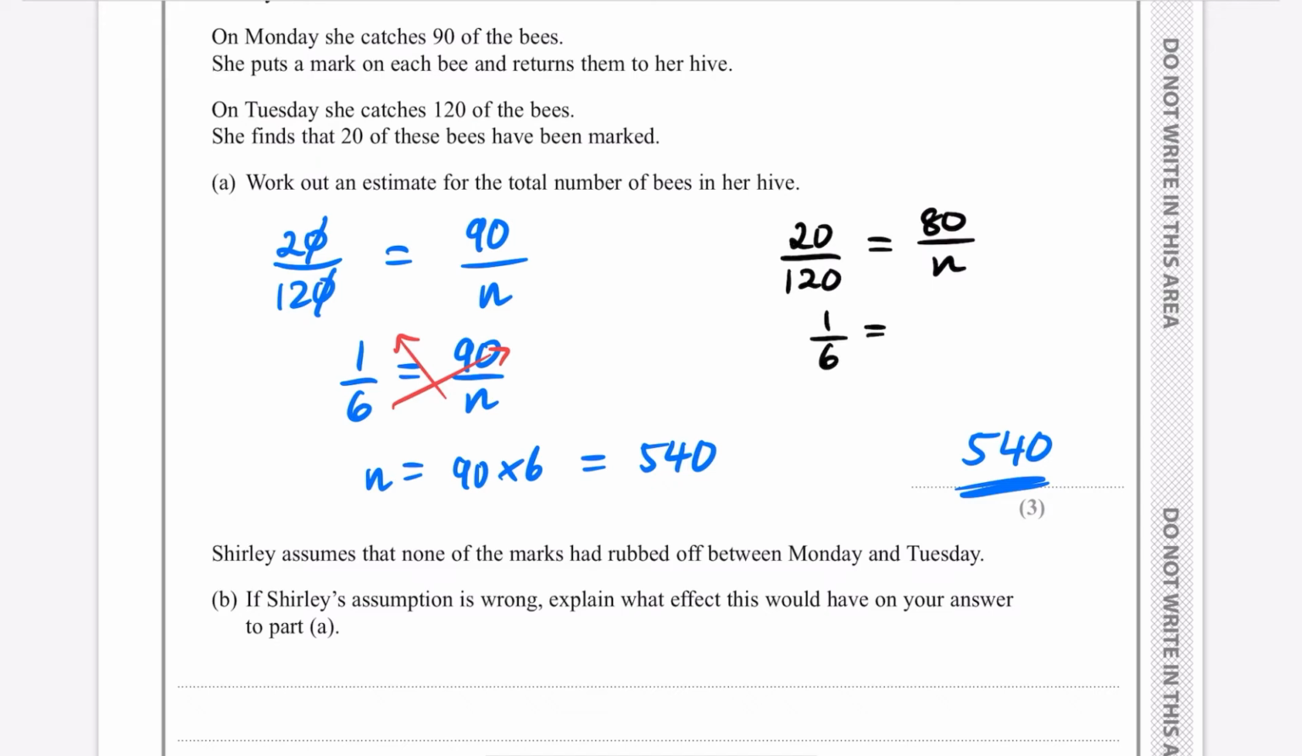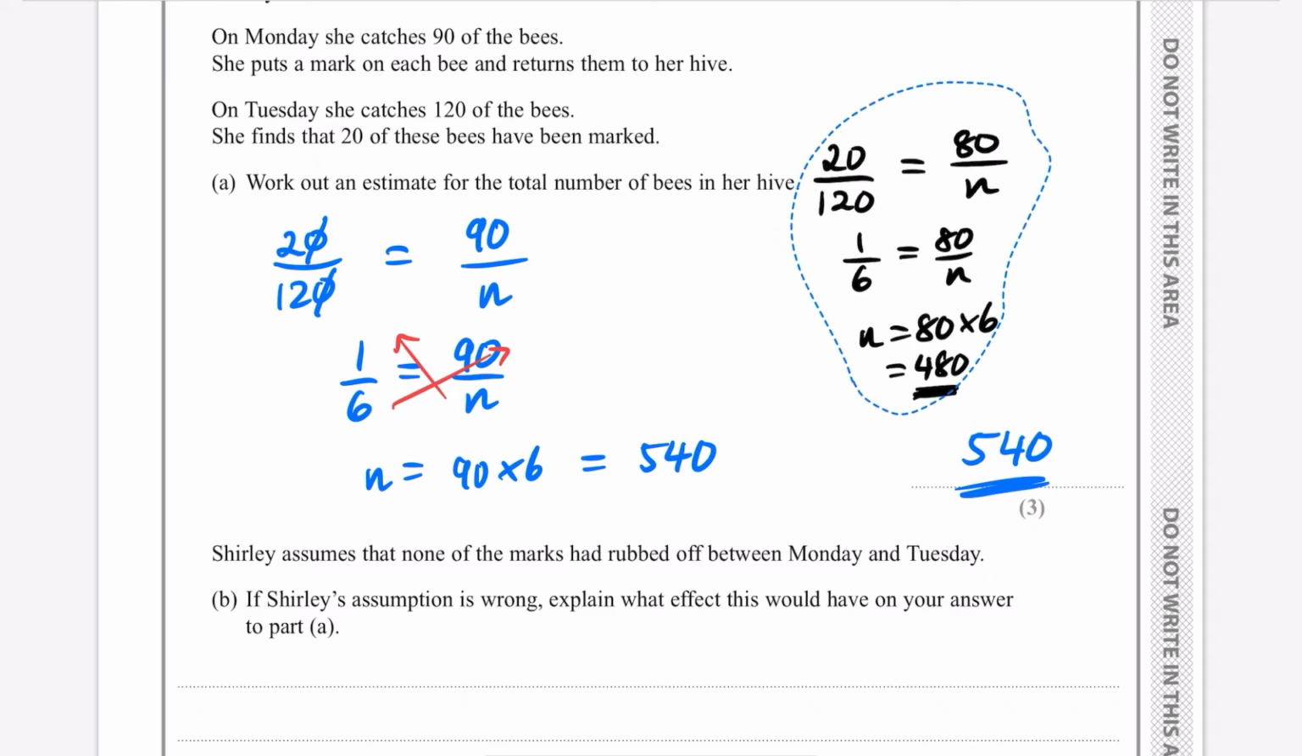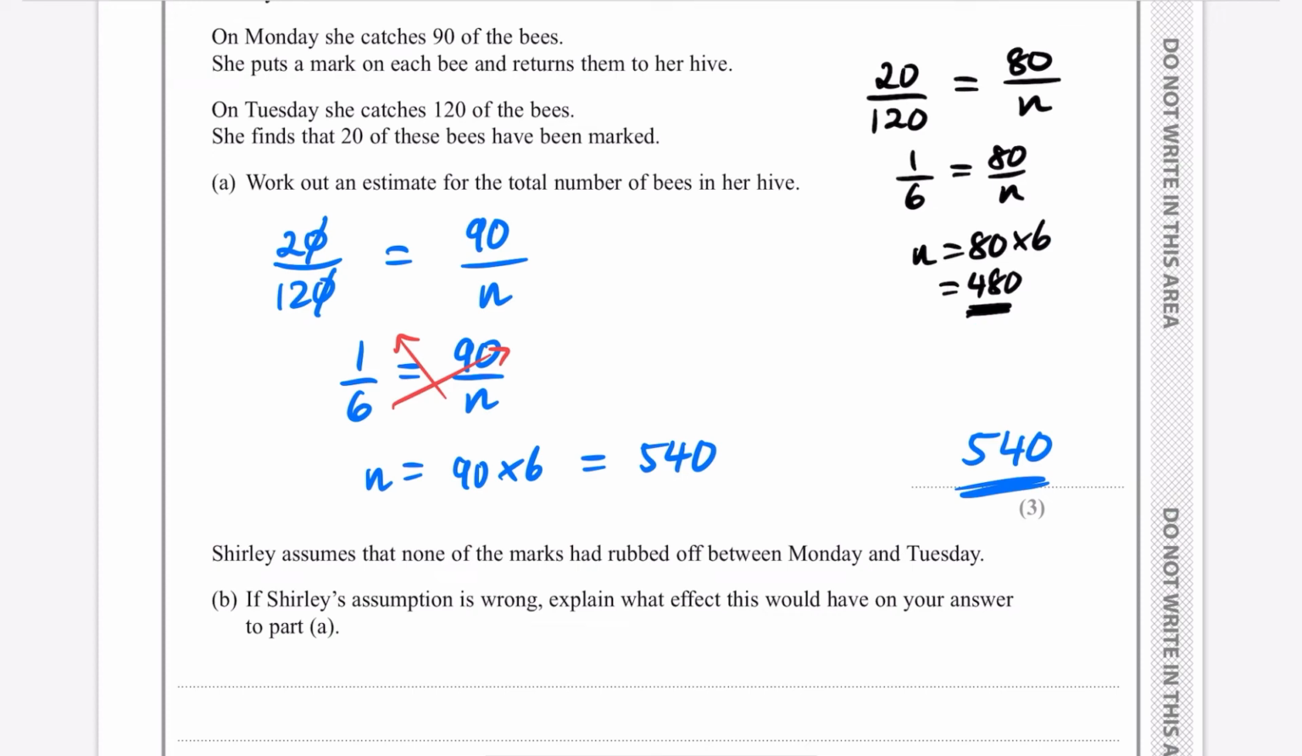We'd have the sixth equals 80 over n. The n would go up, and we'd have 80 times by 6. So if some of the marks have rubbed off, we'd be getting less B's in the population. So you can always try it out with a number and see what happens. So I'm not going to include that. I'm going to put brackets around that to say I didn't really need that.